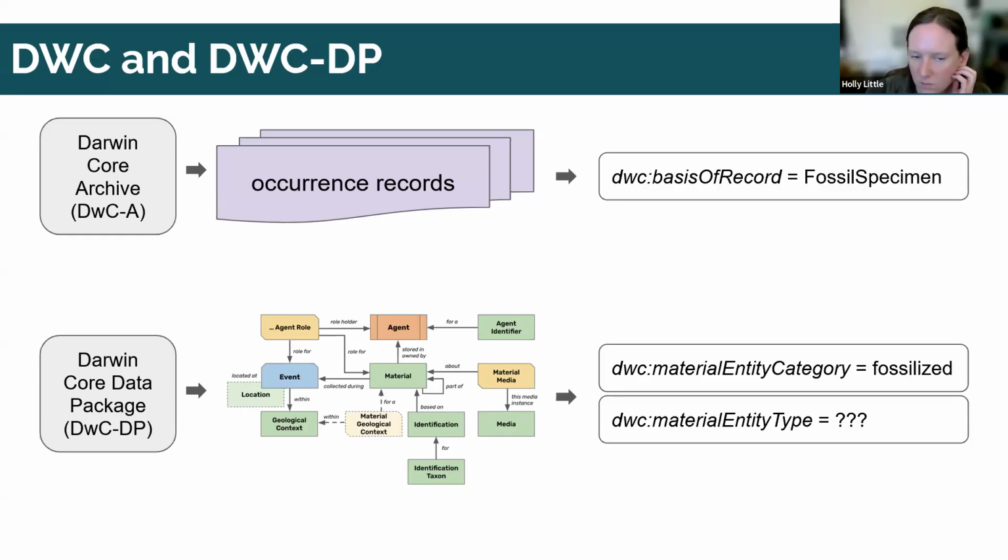Previously, most records were published as a Darwin Core Archive, as an occurrence record, with a basis of record as fossil specimen. And that's how you would find records for fossils if you were looking in GBIF, for example. With the Darwin Core Data Package, we have a shift in the model a bit, where we will reframe those records largely as material entities, which gives us some new opportunities for better describing what those objects are. So not just saying it's a fossil specimen, but what kind of fossil specimen it is.